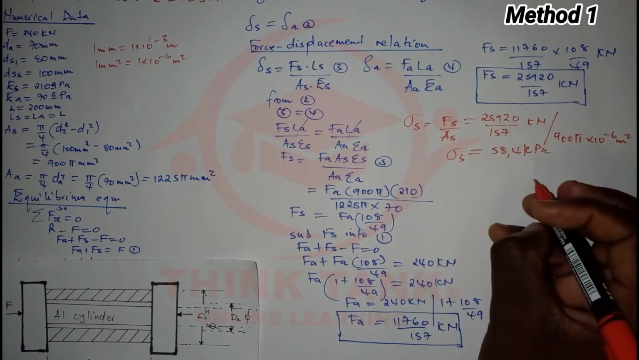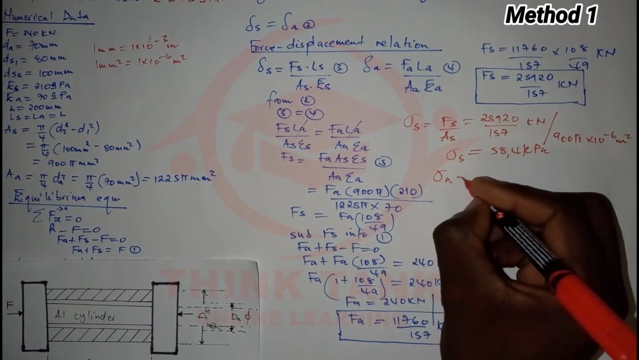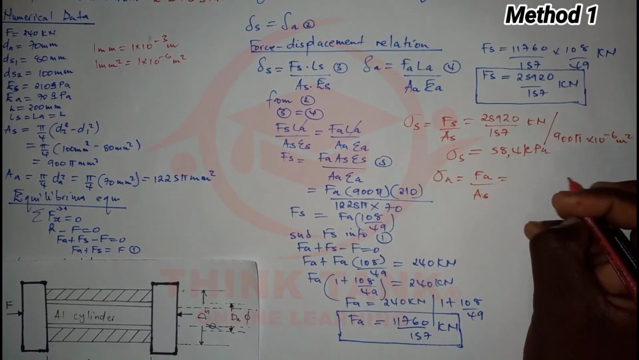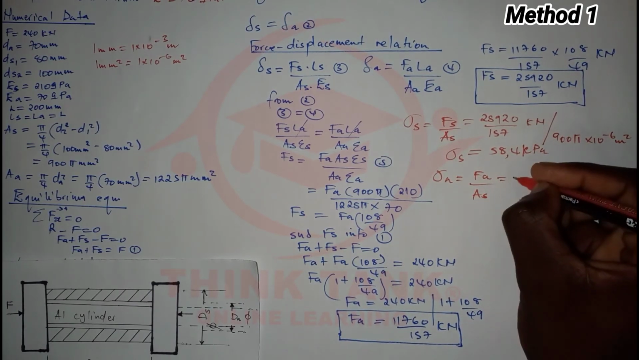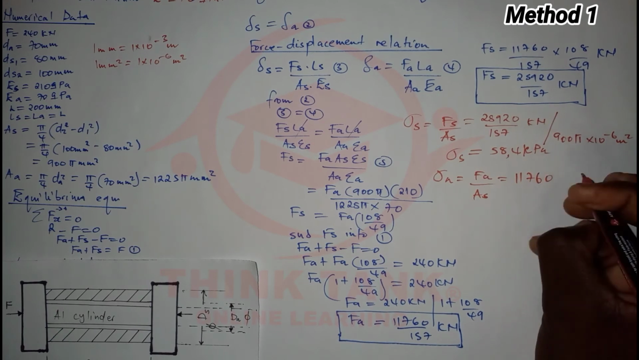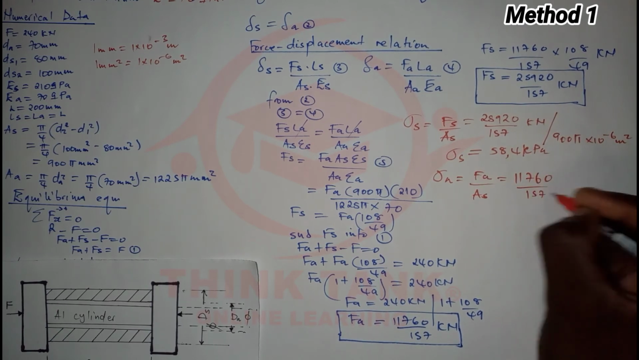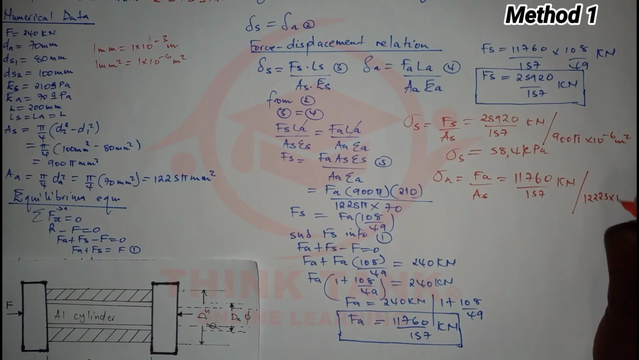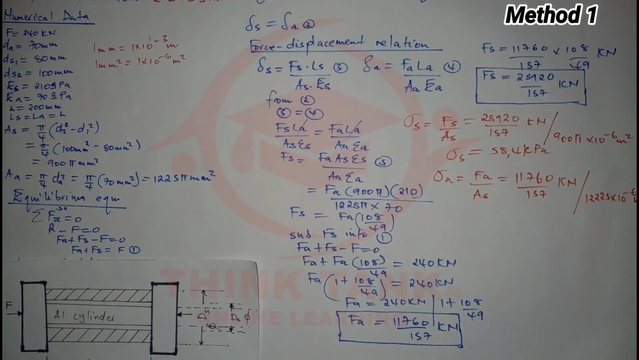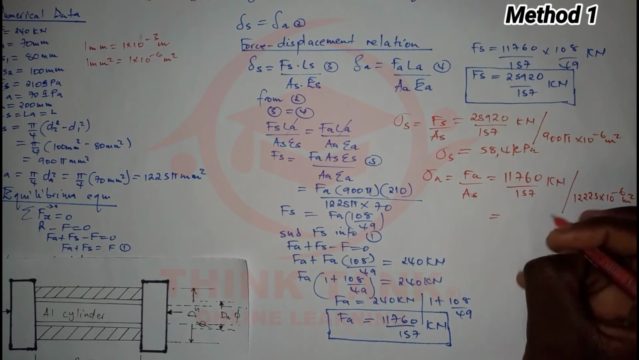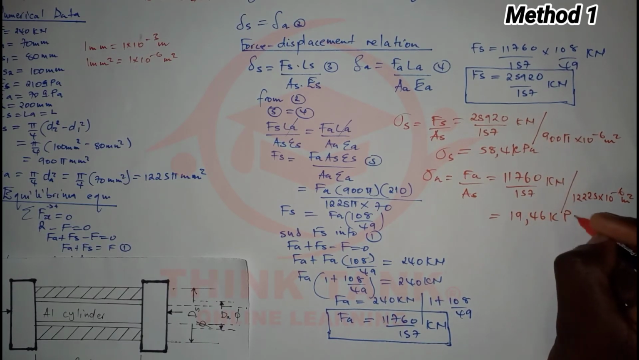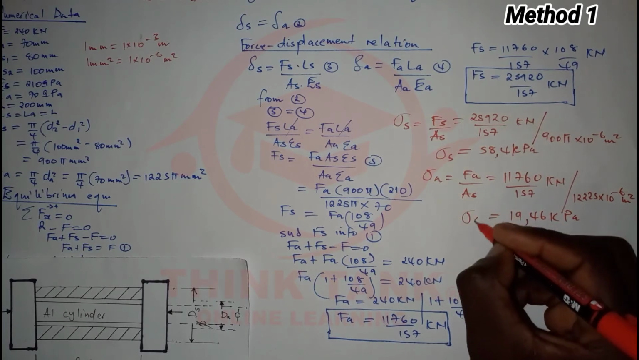And we're going to move on to calculate the stress in the aluminium. Force which is acting on the aluminium divided by the cross-sectional area of the aluminium. The force on the aluminium, we said, is 11,760 divided by 157, and these are all in kilonewtons. And I'm going to divide it by the cross-sectional area, which is 12,225 times 10 to the power negative 6 meters squared. Then I'm going to see that the stress is going to be 1119.46 kilopascal. Okay, so this is going to be the stress in the aluminium.